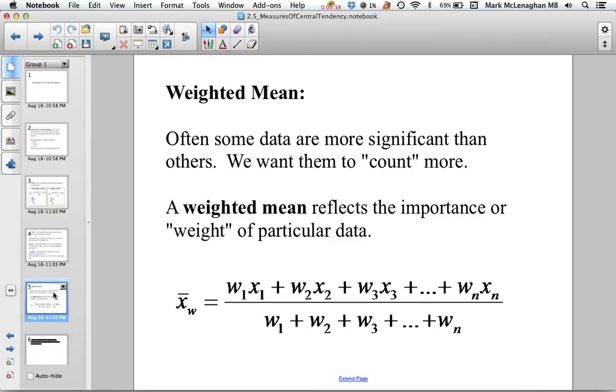The other type of mean is a weighted mean. We talked a little bit about this with the rectangle project. So just remember, a weighted mean is a way of giving significance to each of the values of the data in your data set. So we take the weights times the actual value, add those up, and then divide by the sum of all the weights.